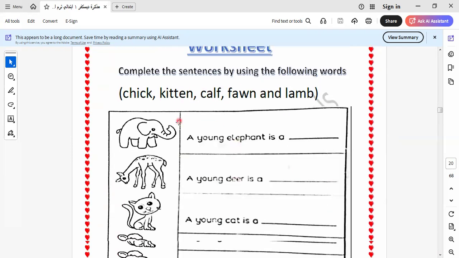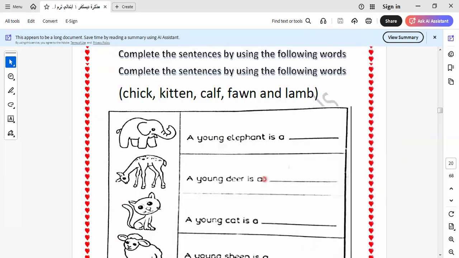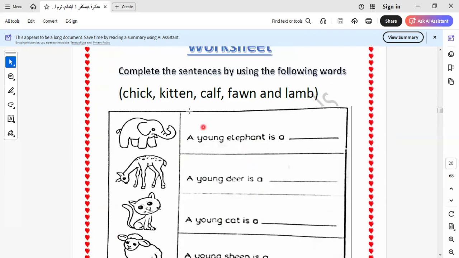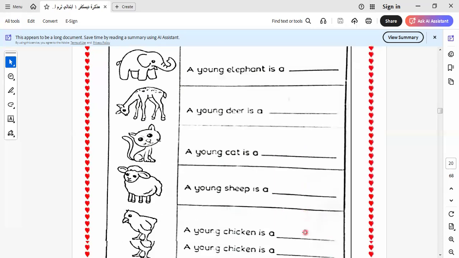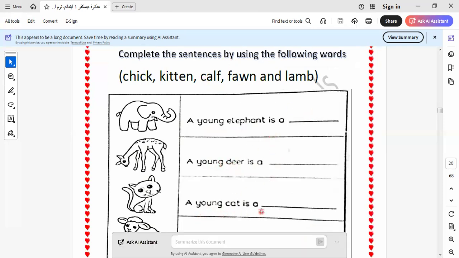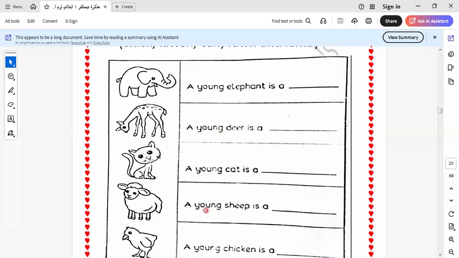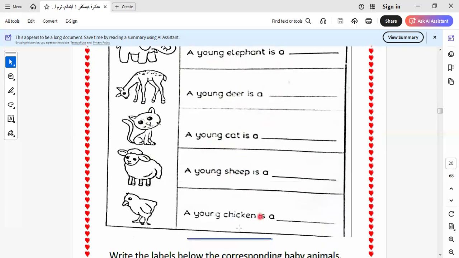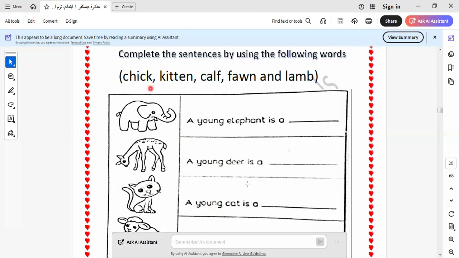Cat is kitten. Sheep is what? Sheep here is lamb. Chicken is chick. Okay, so I will repeat it again. Let's repeat it together. A young elephant will be calf. A young deer will be fawn. A young cat will be kitten. A young sheep will be lamb. And a young chicken will be chick.